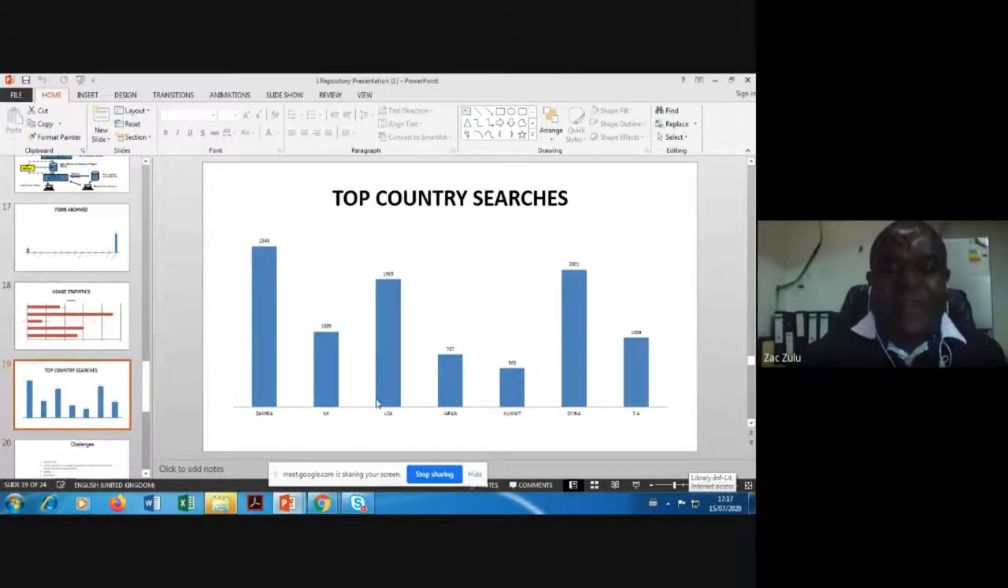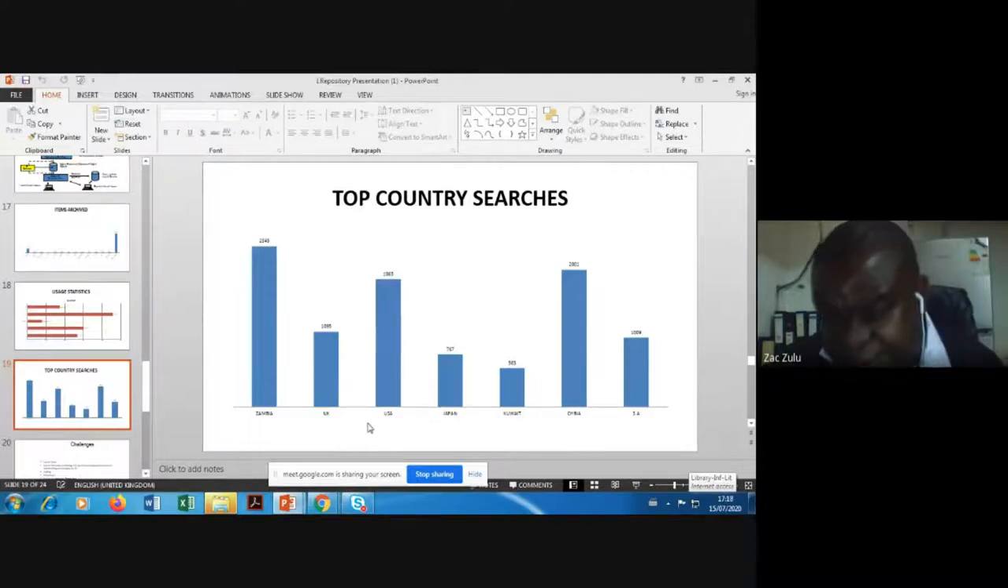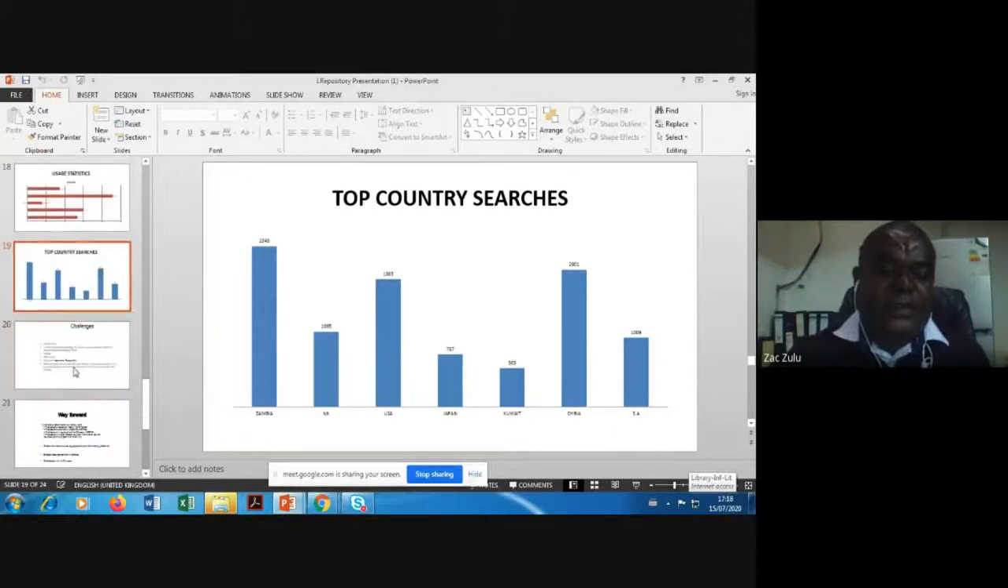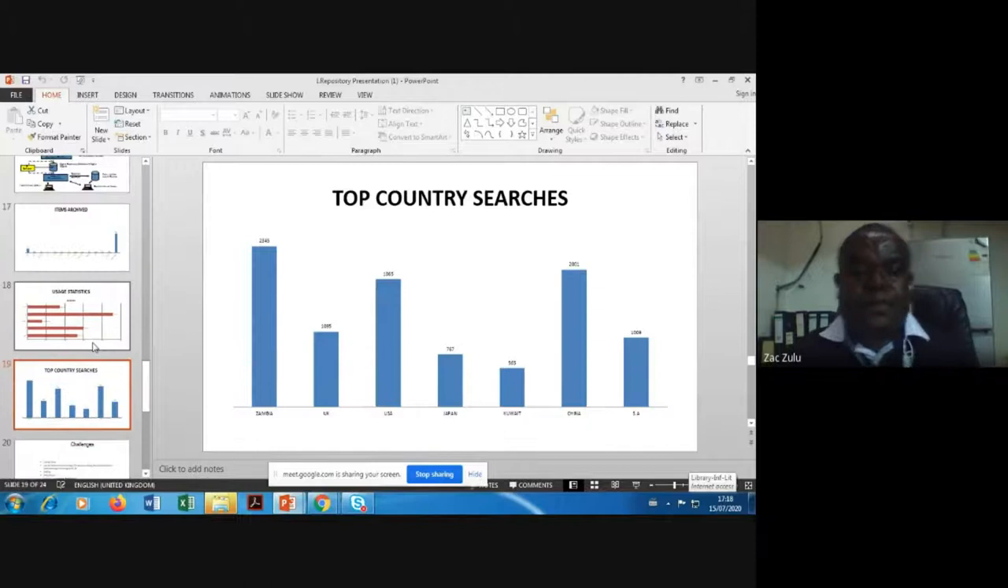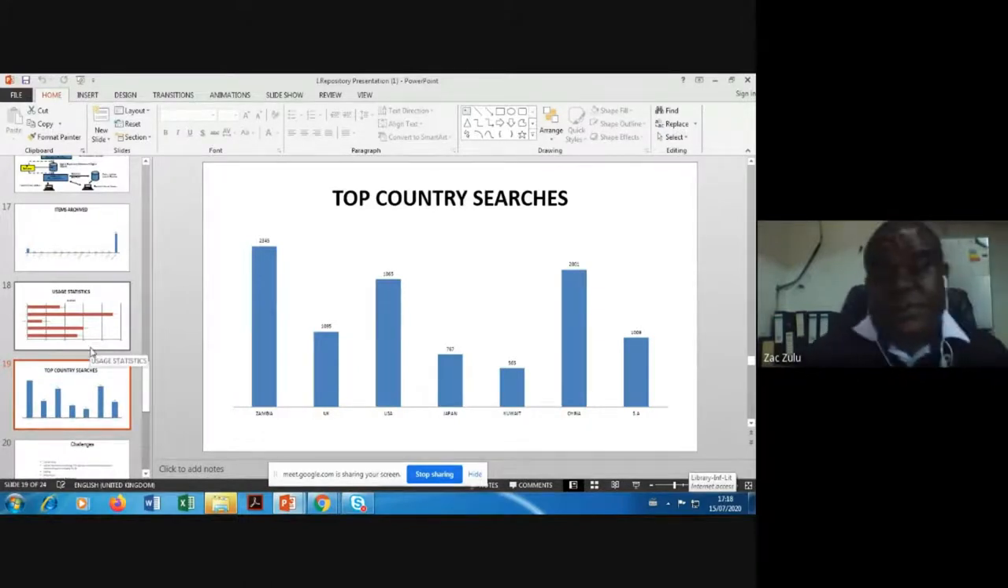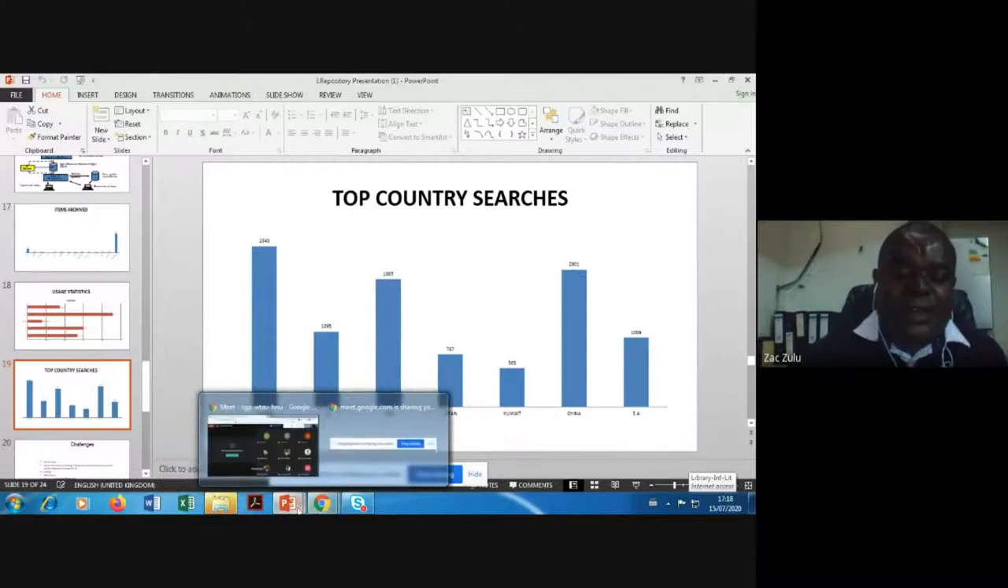And these are our top country searches. As of yesterday, when I was running these statistics, in Zambia we had about 2,345 searches, followed by the UK with 1,295, then Japan, Kuwait, and South Africa, that is in Africa. I just wanted to give you a brief overview. And now we can go into our main discussion, that is managing and populating our IR.